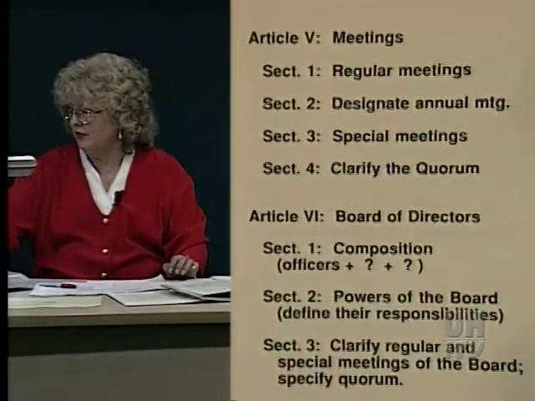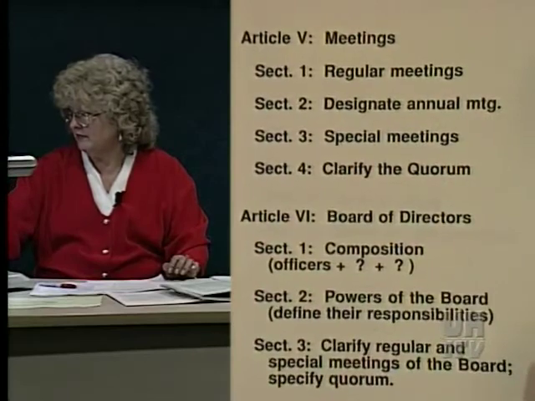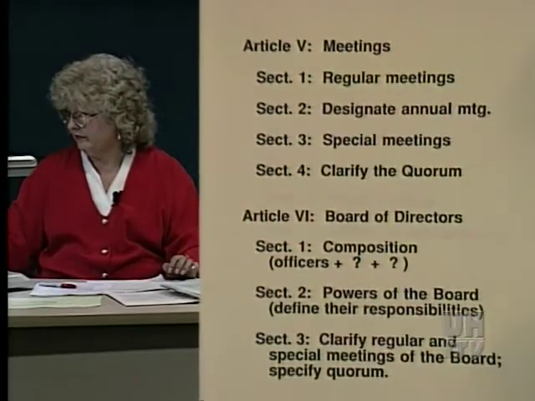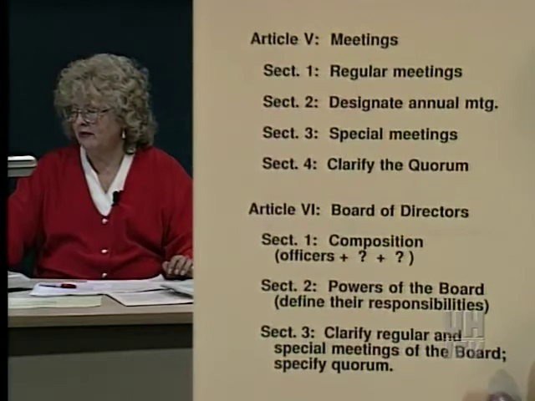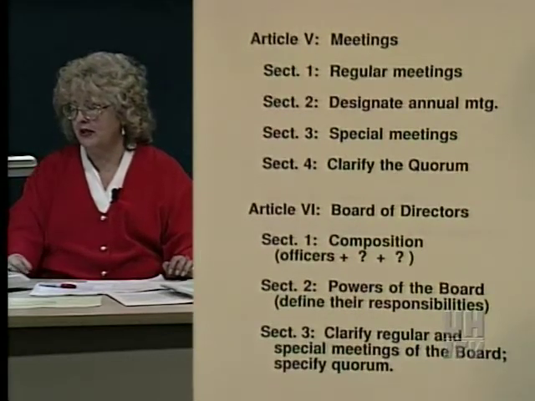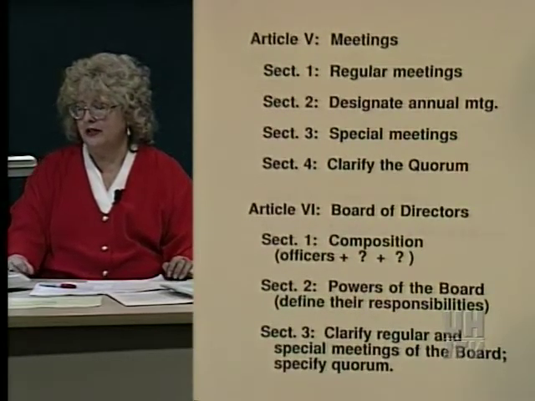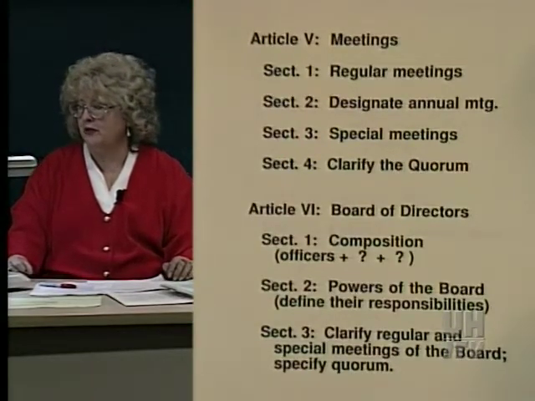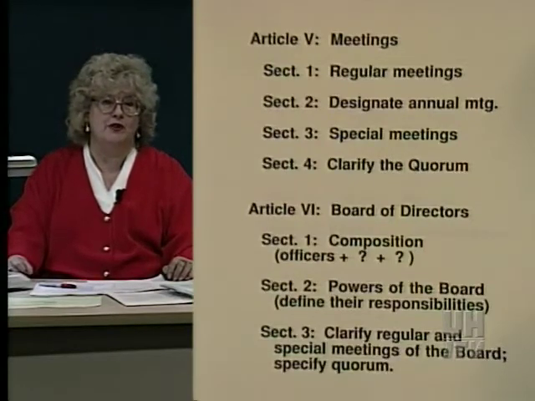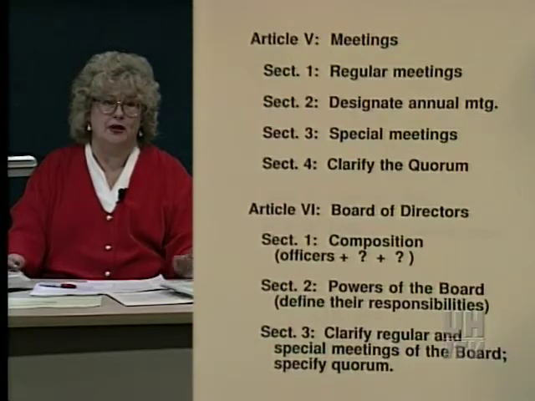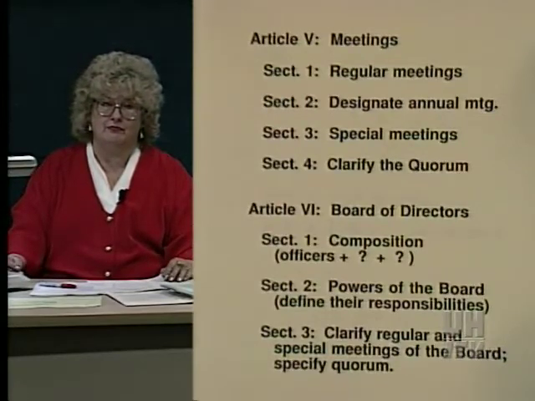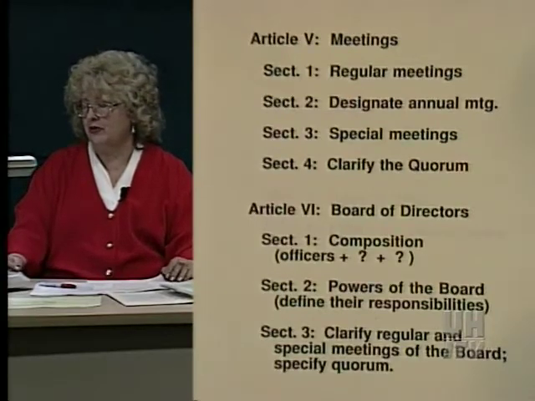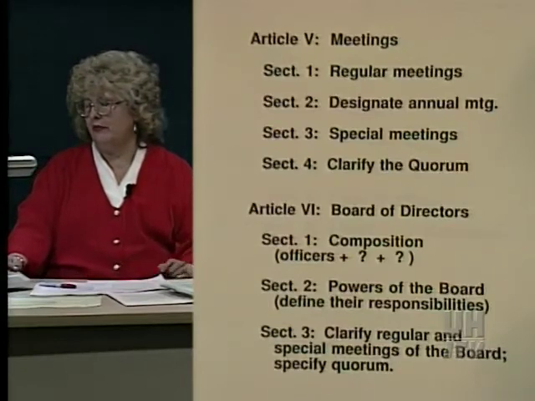Article 5 is normally where you address meetings. Section 1 usually deals with regular meetings. If you need to designate an annual meeting, which is almost always appropriate, Section 2 is a good place to do that. Section 1 may be very simple. This board or group will meet on the 3rd Monday night of each month, unless by 2/3 vote of the board they change it for unusual circumstances. You might want a qualifier.